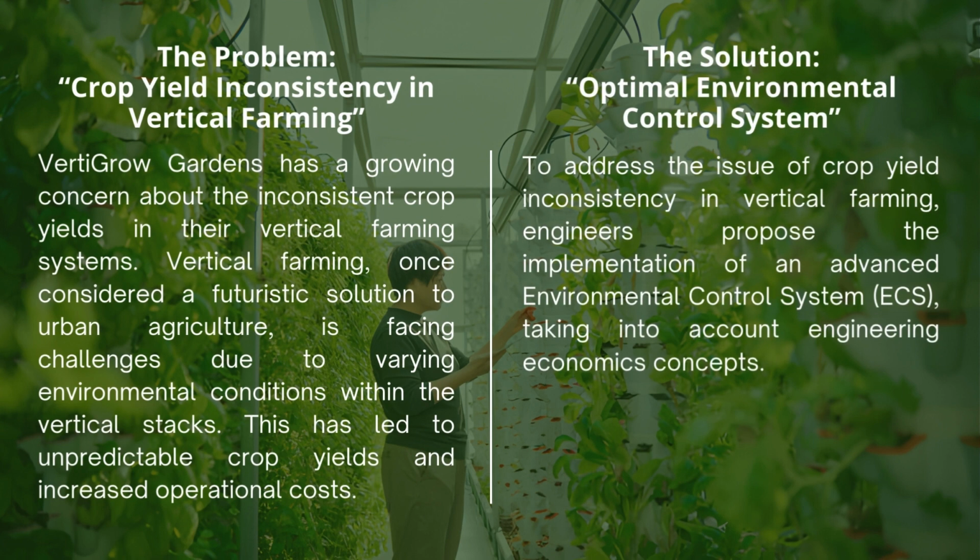The proposed solution to this problem is an optimal environmental control system. To address the issue of crop yield inconsistency in vertical farming, engineers propose the implementation of an advanced environmental control system taking into account engineering economics concepts.